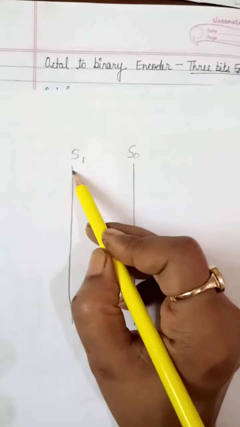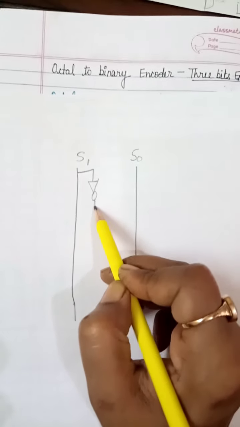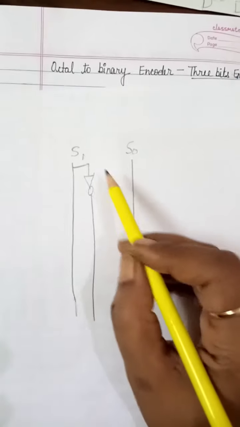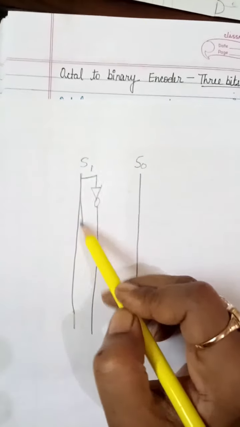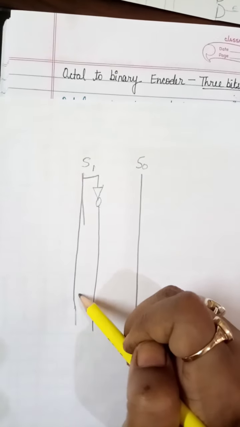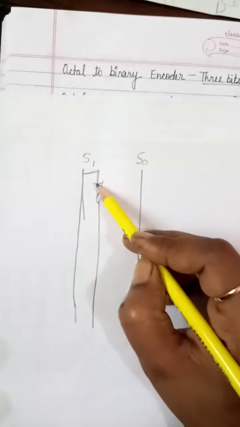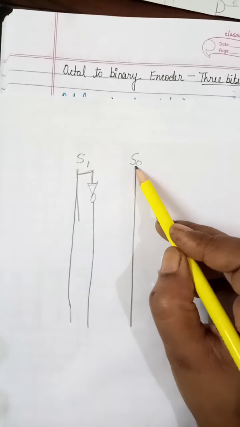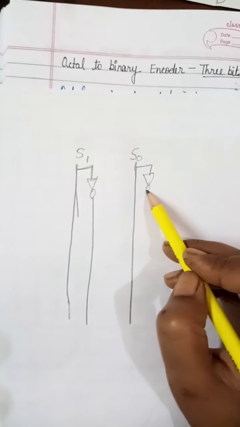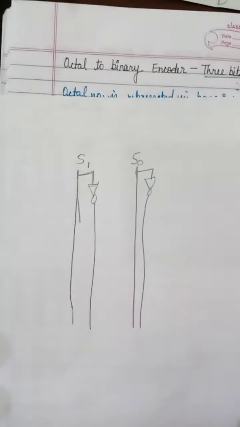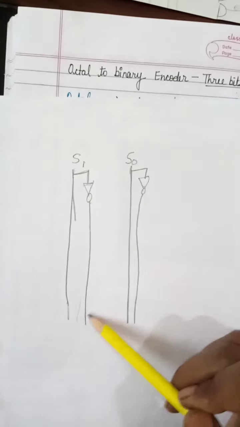One will be complemented and one will be uncomplemented. This is the negation line. For S1, there will be two lines: one is for showing 1 or high value, or you can say uncomplemented line, and this one is for complemented. Similarly, from S0 there will be two lines, putting NOT gate here for complemented. One uncomplemented line and one complemented line from both.